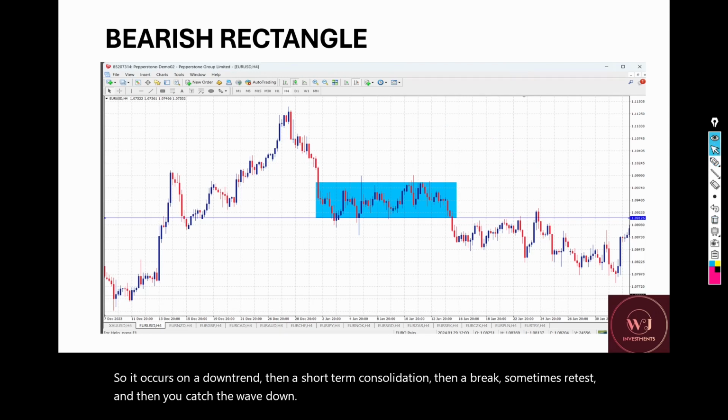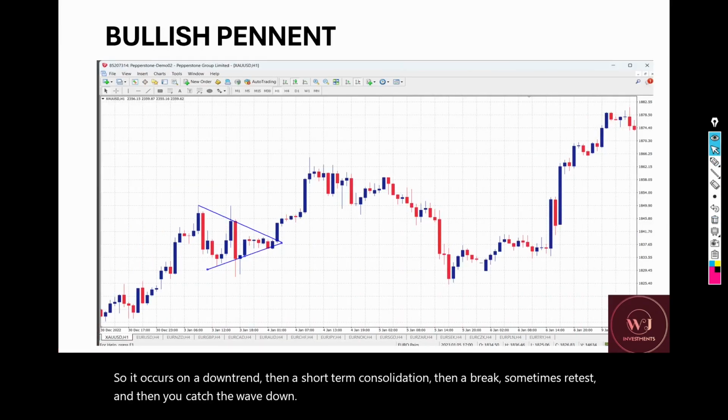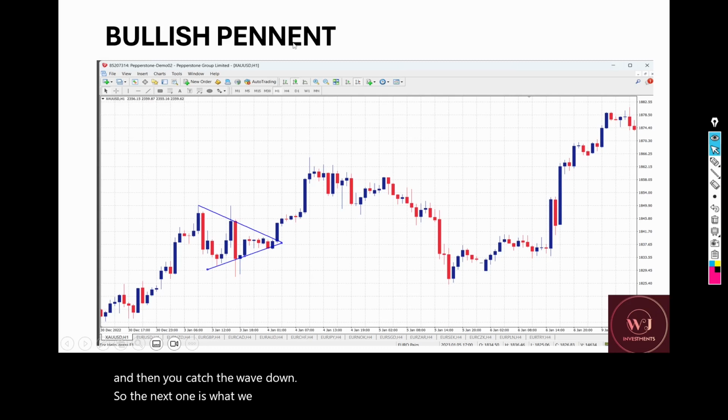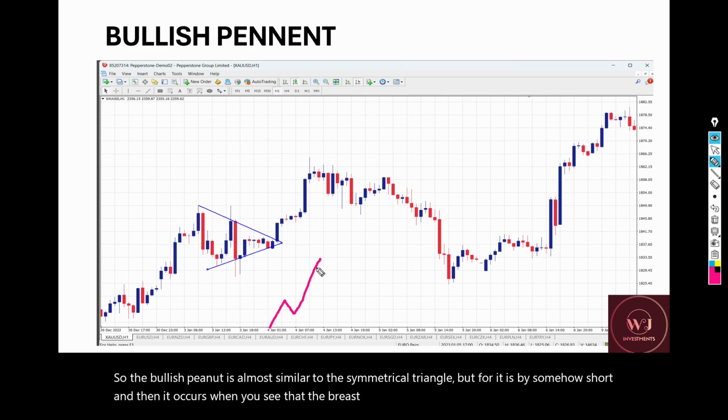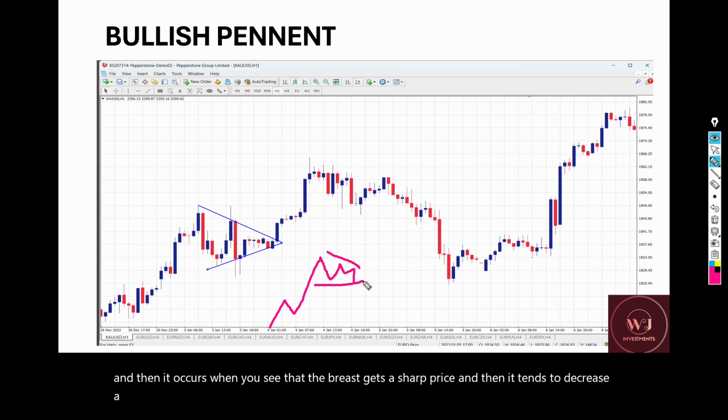So the next one is what we call the bullish pennant. This spelling is wrong. It's supposed to be A. So the bullish pennant is almost similar to the symmetrical triangle, but it is somehow short, and it occurs when you see that the price gets a sharp rise, and then it tends to decrease a little, and then you form this pennant. So here they converge completely.